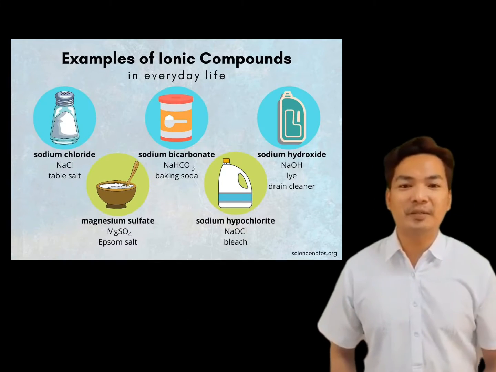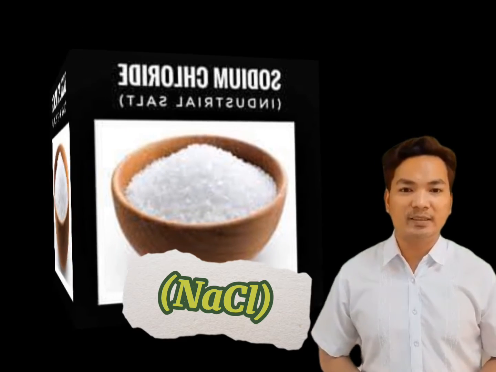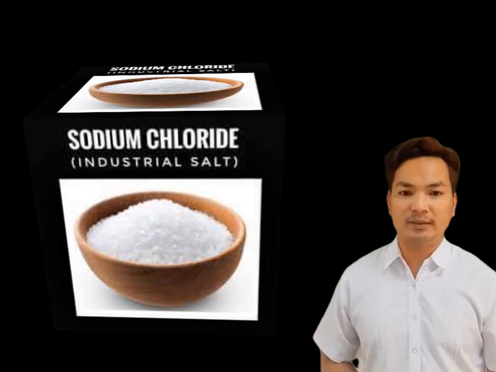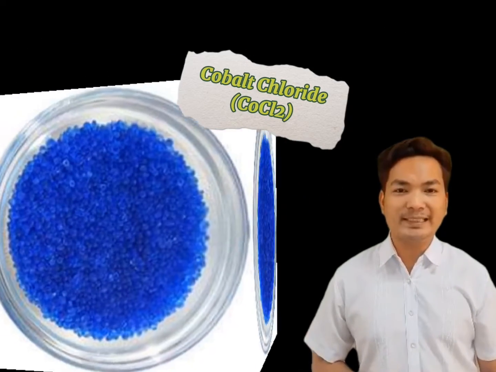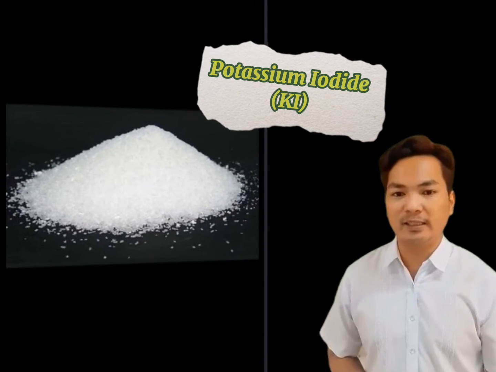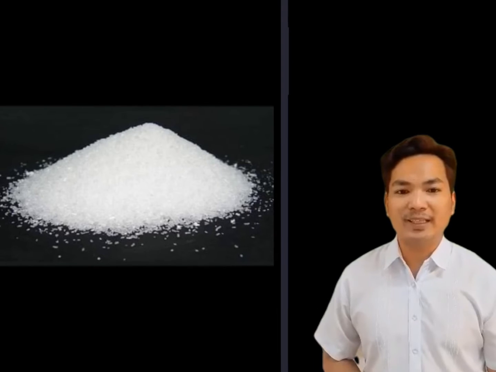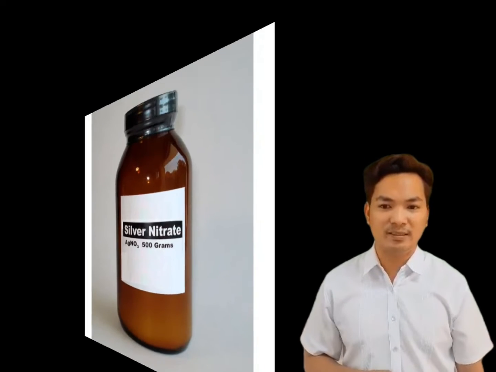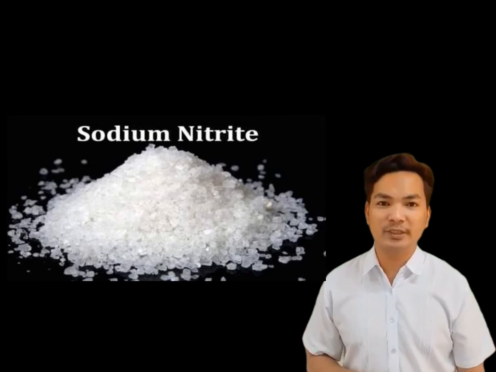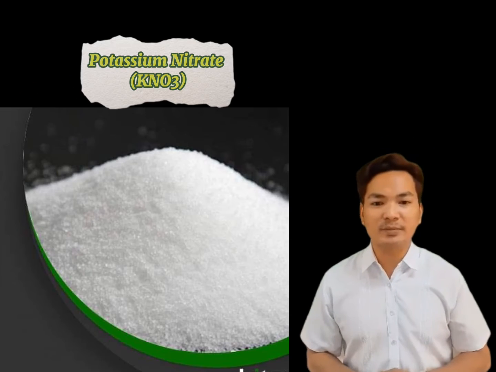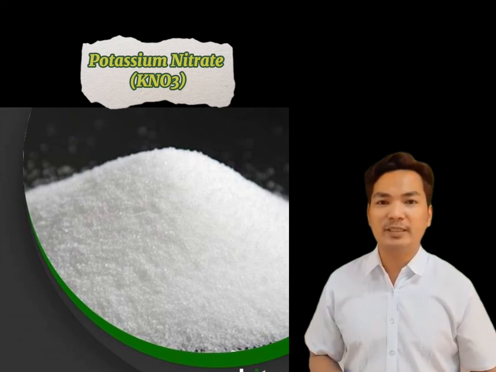So these are some common ionic compounds and their uses. Sodium chloride, or NaCl, is used in food preparation and in the manufacture of chlorine and sodium hydroxide. Cobalt chloride, used in silica gel, absorbs water. Another is potassium iodide, or KI, an iodide supplement for iodide-deficient soil. Next is silver nitrate, for antiseptic and germicide use. Sodium nitrate is used as a meat preservation additive. Aluminum chloride is used in deodorants. And potassium nitrate is used in gunpowder, matches, and fireworks.